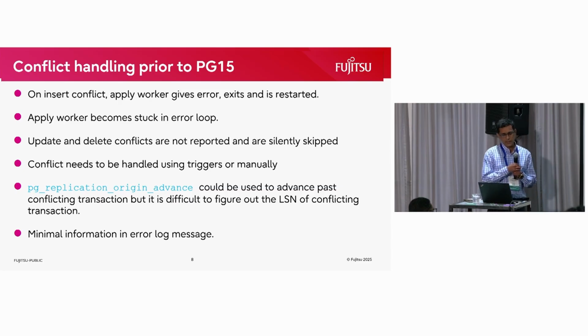Conflict avoidance has to be done either manually or by writing triggers. There is an API called pg_replication_origin_advance, which could be used to advance past conflicting transactions. But it was a bit tough to use because the operator needs to know what the finish LSN of the conflicting transaction was. Without that, it was difficult. You could use pg_waldump to find that out, but that is not so easy. Another major problem was minimal information in the error log message. There's no information about what the actual error was in the log message.